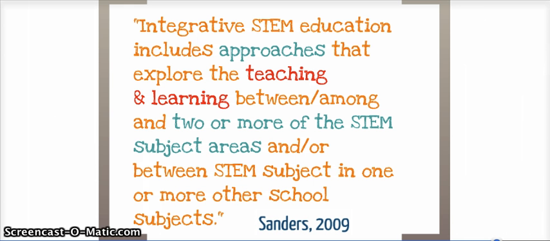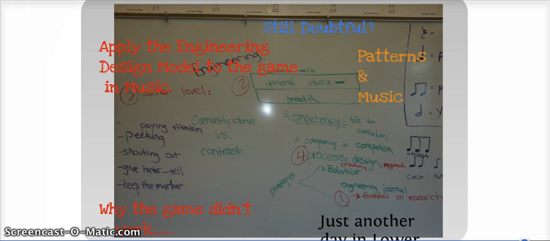To review the definition, integrative STEM education includes approaches, in this case the engineering design approach, that explore teaching and learning between and among two or more of the STEM subject areas and/or between STEM subjects and one or more of the other subjects. Sanders, Virginia Tech, 2009.